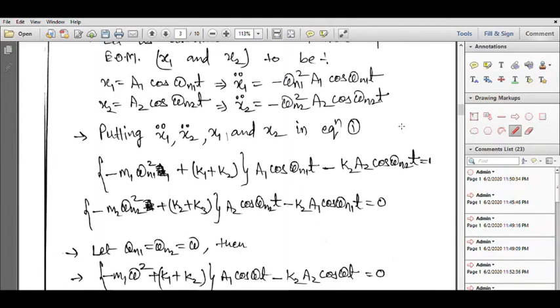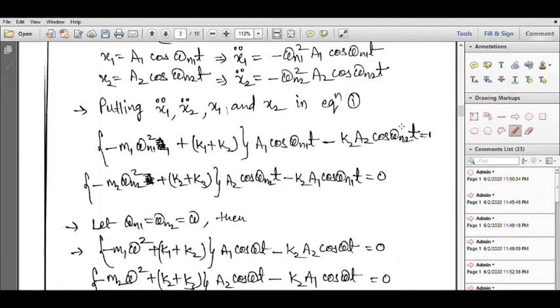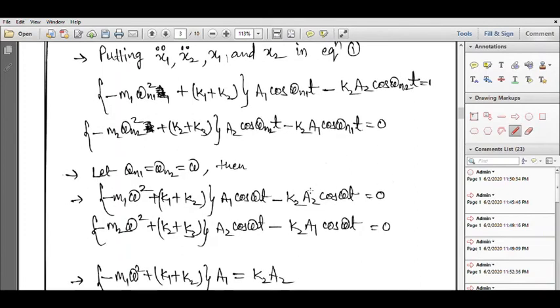Now once we have x1 double dot, x2 double dot, x1 and x2, we will put all of them in the equations of motion, that is equation number 1 only, without matrix form. So in equation number 1 I'll put these values. Now I can write my equation number 1 as minus m1 omega n1 square plus k1 plus k2 whole multiplied by a1 cos omega n1 t minus k2 a2 cos omega n2 t, and this is equal to 0.